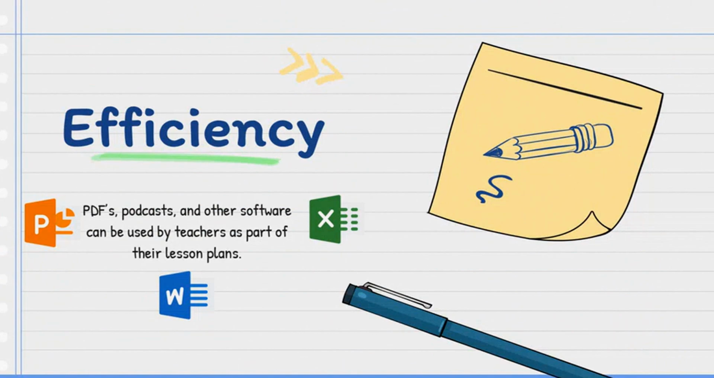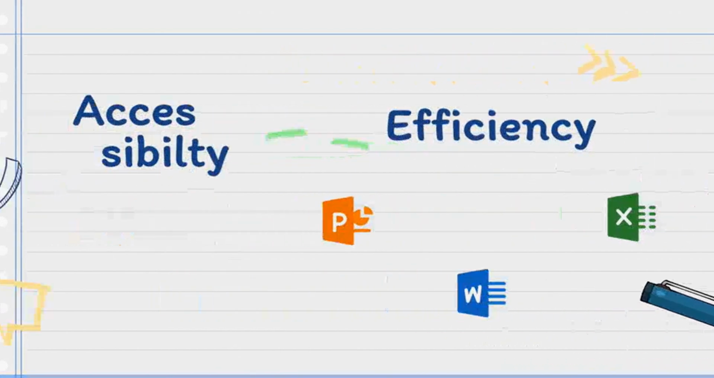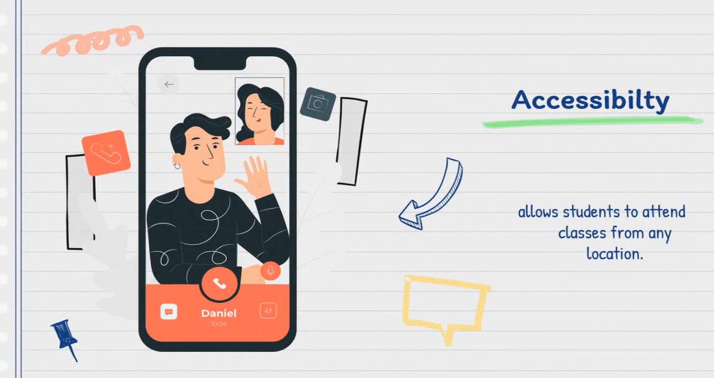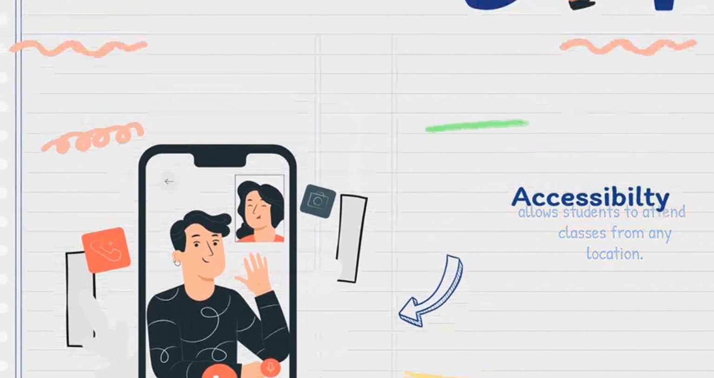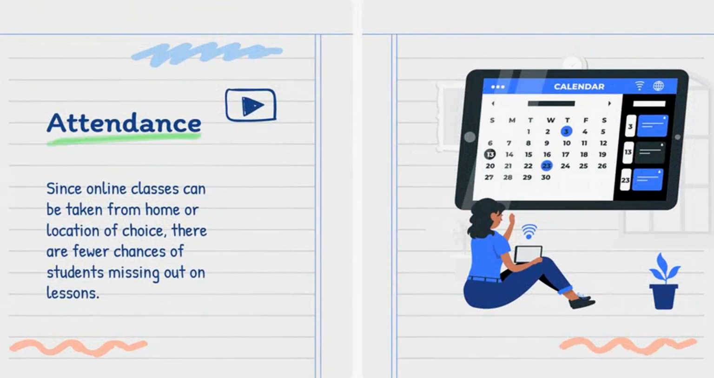Number 1. Efficiency. Software such as Word, Excel, PowerPoint, PDFs, Microsoft Forms, etc. can be used by teachers for the lesson plans. Number 2. Accessibility. It allows students as well as teachers to attend classes from anywhere around the entire world. Since online classes can be attended anywhere, there are fewer chances of children missing their classes.